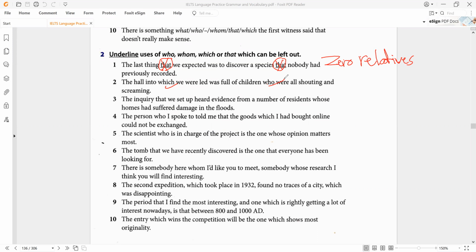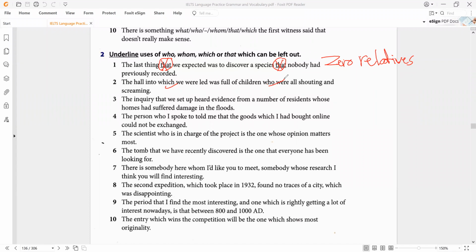Okay, number 3. The inquiry that we set up heard evidence from a number of residents whose homes had suffered damage in the floods. So the inquiry that we set up.